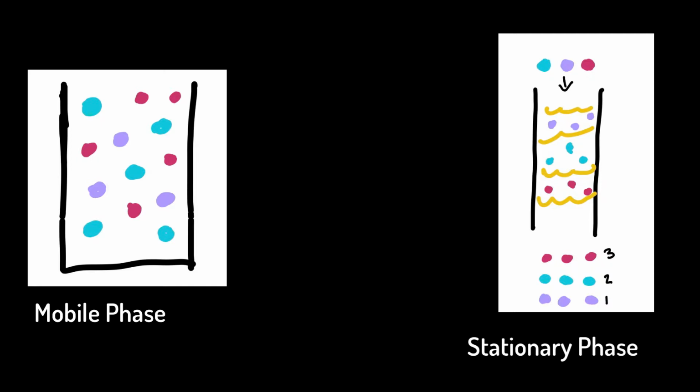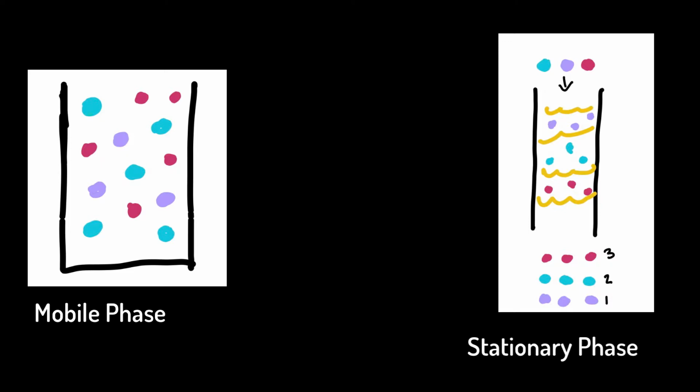The components within the mobile phase are separated in the stationary phase based on their affinity to the compounds in the stationary phase. The mobile phase shown here contains three different analytes shown in pink, purple, and blue. As the mobile phase enters and travels through the stationary column, you can see that the analytes become separated and ultimately they are eluted from the column at different rates.